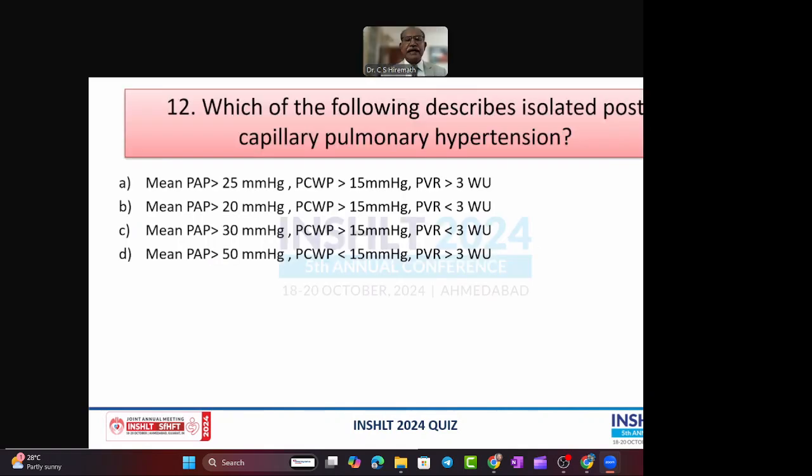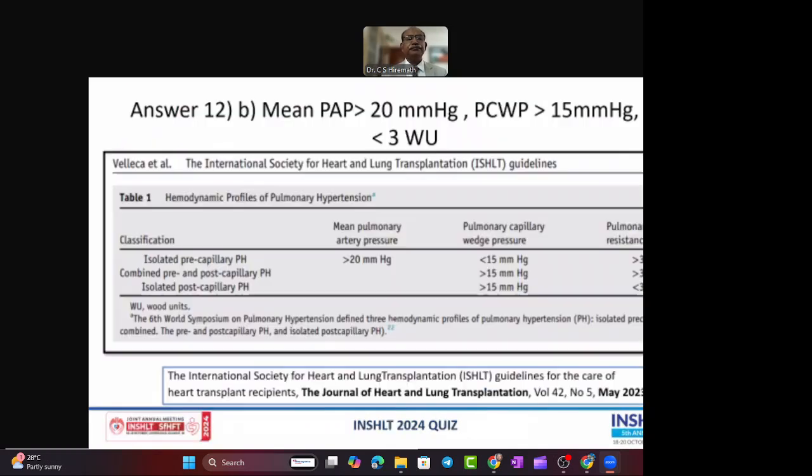Which of the following describes isolated post-capillary pulmonary hypertension? The answer is B: mean PA pressure of more than 20 mmHg, PC wedge pressure of more than 15, and PVR of less than 3 Wood units. This is clearly mentioned in the guideline published in 2023 by ISHLT. Before this guideline, a mean pulmonary pressure of more than 25 was considered pulmonary artery hypertension, but now a mean PA pressure of more than 20 mmHg is considered pulmonary artery hypertension.